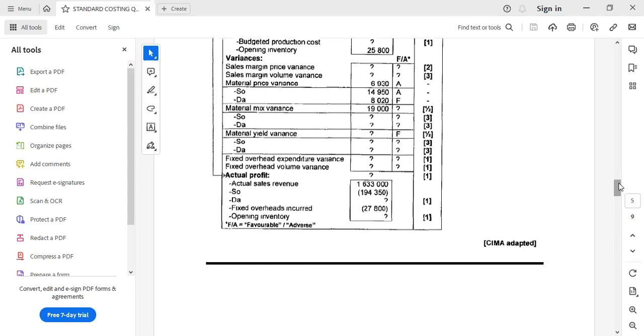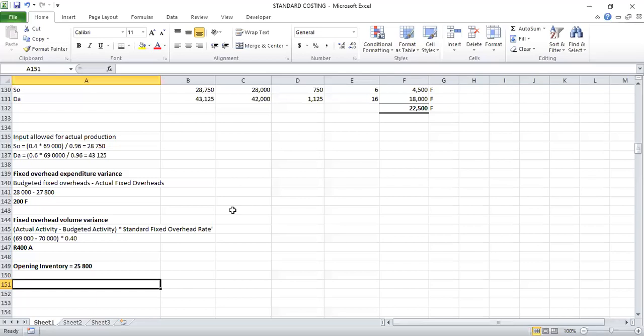The formula for fixed overheads volume variance, doesn't it start with the budgeted activity minus actual activity? This one is fine as it is. Because with fixed overheads, remember they don't change as the level of activity changes. So if you produce less, that's unfavorable because fewer units will now have to absorb the overheads. If fewer units absorb overheads, the fixed overhead per unit will go up. So that's why it's good as it is.